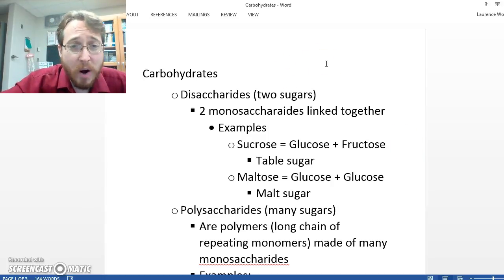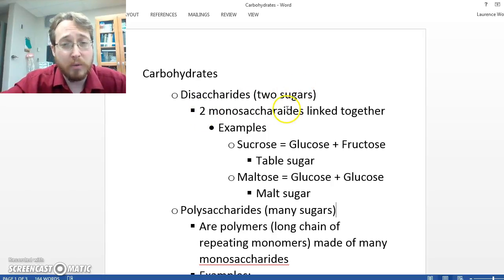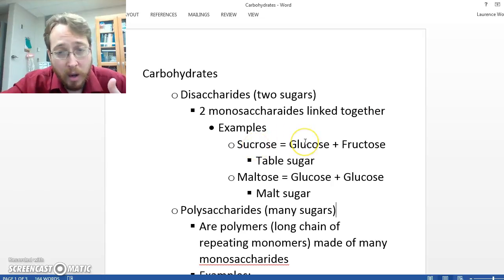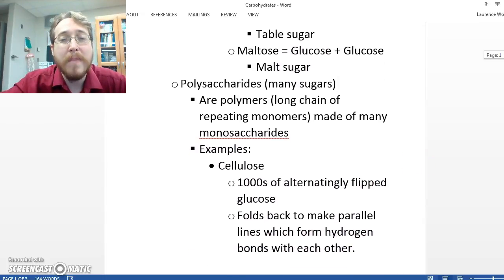Our second division of carbohydrates were disaccharides, which means two sugars, and those are two monosaccharides linked together. And our examples of those are sucrose, which is a glucose monosaccharide and a fructose monosaccharide bound together, and that's the same thing as table sugar, and maltose, which is two glucose molecules linked together, which is the same thing as malt sugar.